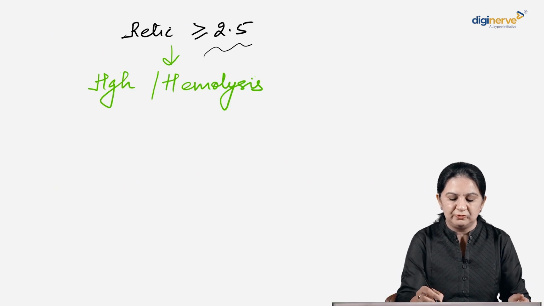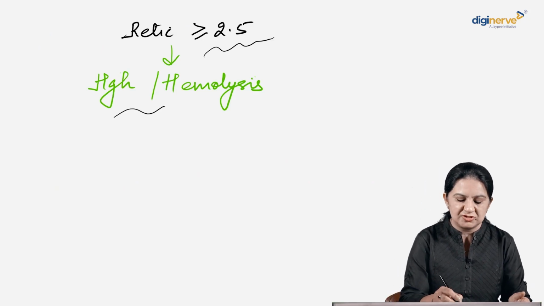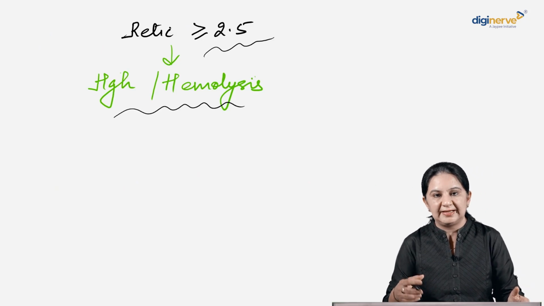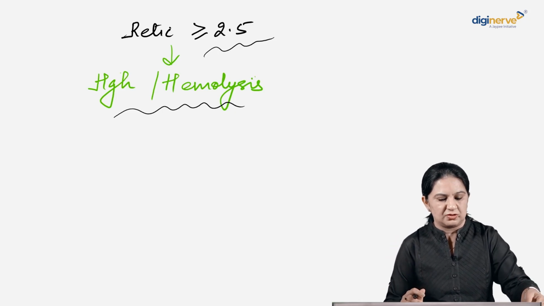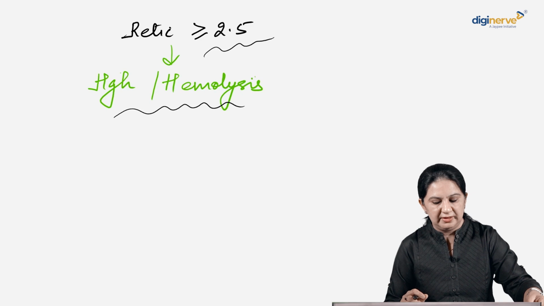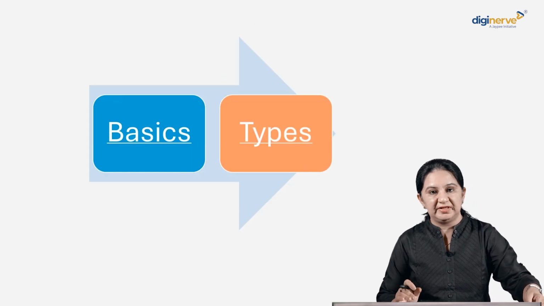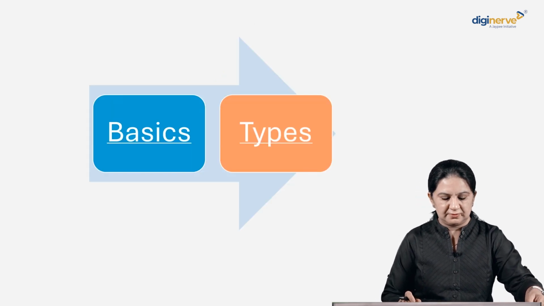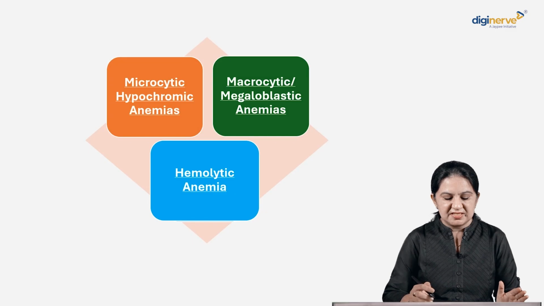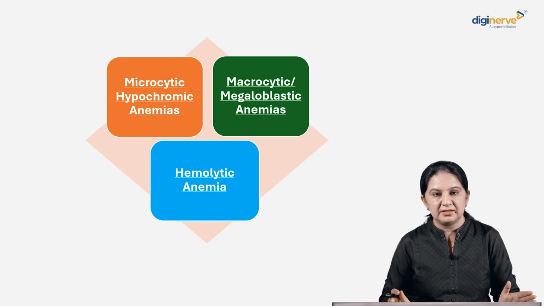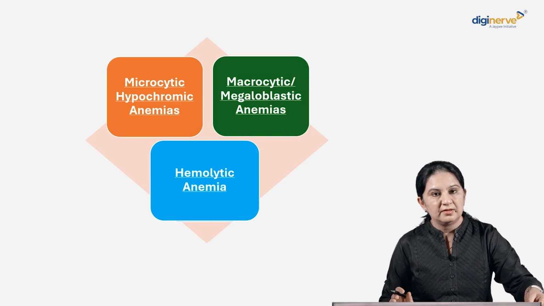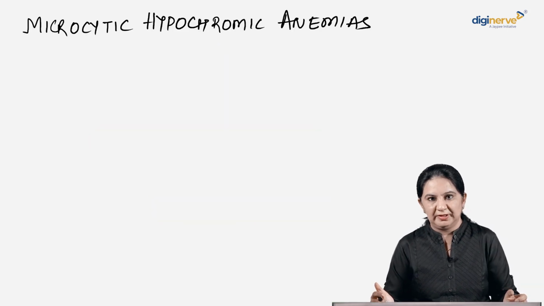Reticulocyte count more than 2.5, that means hemorrhage or hemolysis is occurring. That is why there is compensatory erythropoiesis, there is reticulocytosis. All right. So reticulocyte count is increased. Now coming to the various types of anemias. All right. So we will classify our anemias as microcytic hypochromic, macrocytic or megaloblastic, and hemolytic anemias.